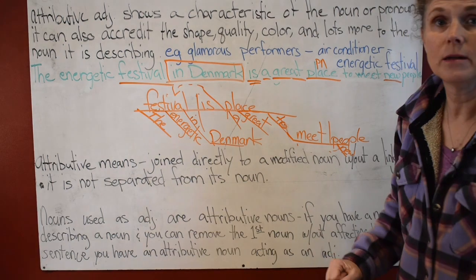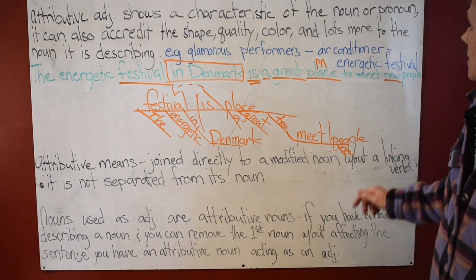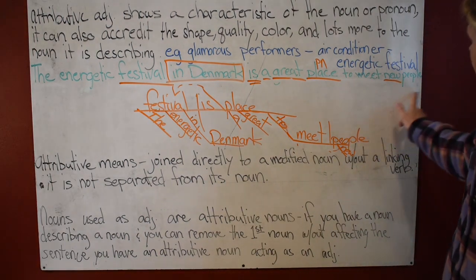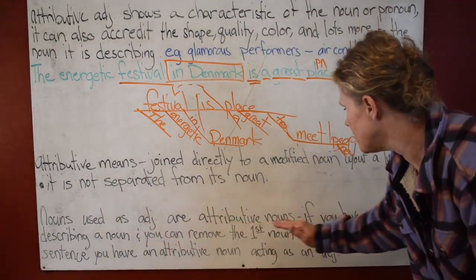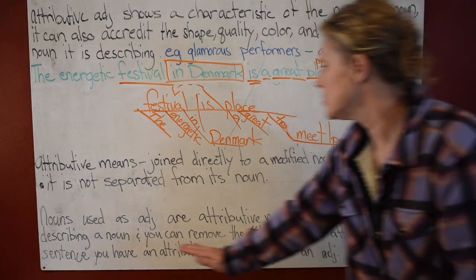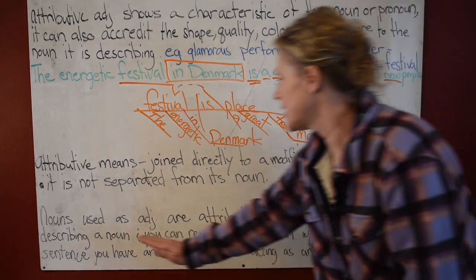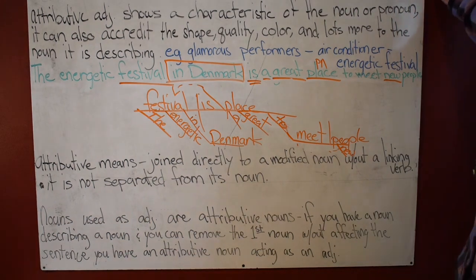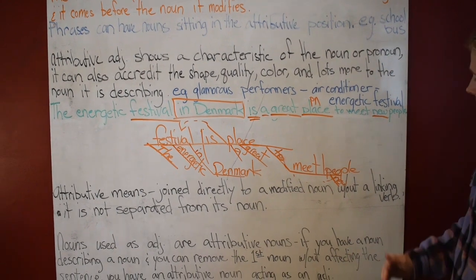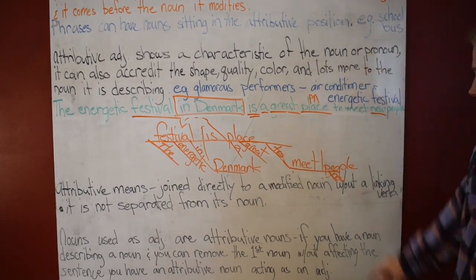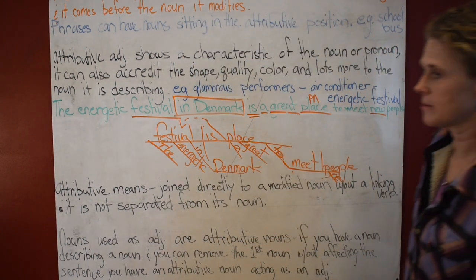And this is because we have this acting as an adjective describing festival. Paul, does that make sense? Yeah. Okay. And this is, depending on how you want to use that, nouns used as adjectives are attributive nouns. If you have a noun describing a noun, you can remove the first noun without affecting the sentence. You have an attributive noun acting as an adjective. Can we remove school bus? Can we remove school and have bus? Yes, we can. So we know that that is an attributive noun. Okay? That's what it's called. Attributive nouns. This is an attributive noun right here.